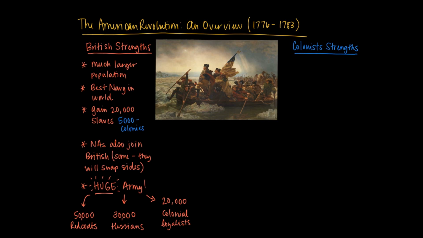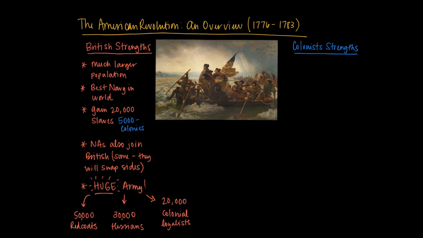Let's start with the strengths of both Britain and America. In terms of the British, they have a number of strengths. The first thing is that they just have more people. Their population is around 7.5 million people, whereas the colonists are only at about 2.5 million. The British have the best navy in the world. They're one of the most powerful countries in the world at the time. And even though they're in debt, they still have money available to push into this conflict.